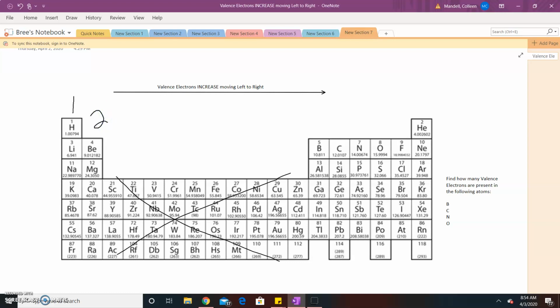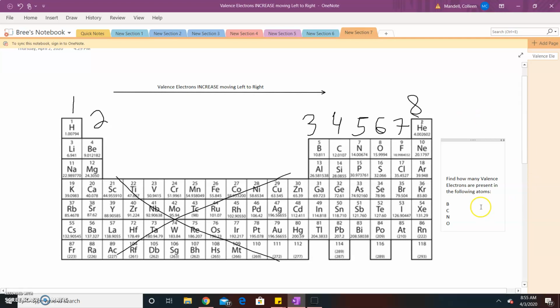Notice I X'd out the transition metals. I X'd out the middle. Don't care about those. We're going to put a 3 here, again, just going left to right. 4, 5, 6, 7, and 8. So each of those numbers represents how many valence electrons are in that entire column, or that entire group or family, however you want to call it.